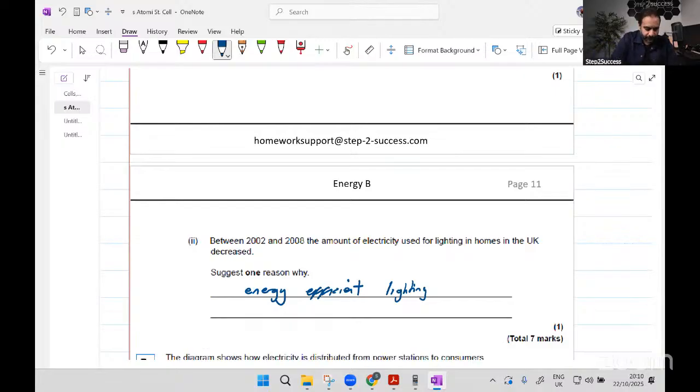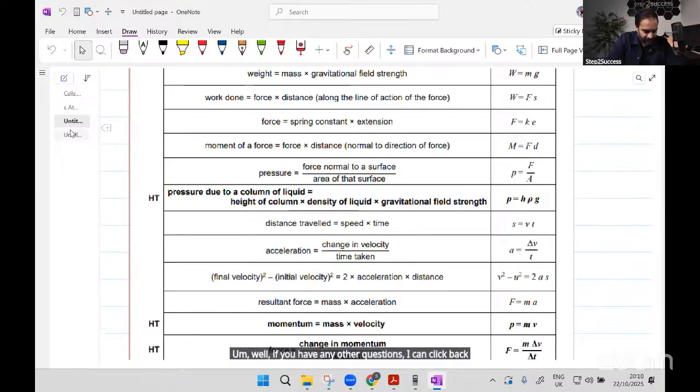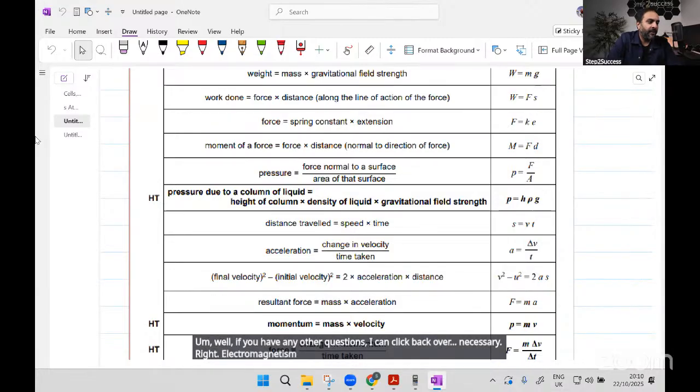Right. I think that covers what the people in year 10 have been asking me. So yeah, 10, 6, 7. I think I should move on. Well, if you have any other questions, I can click back over if necessary. Right. Electromagnetism in year 11. I will say one more thing about electromagnetism for those of you that are here.